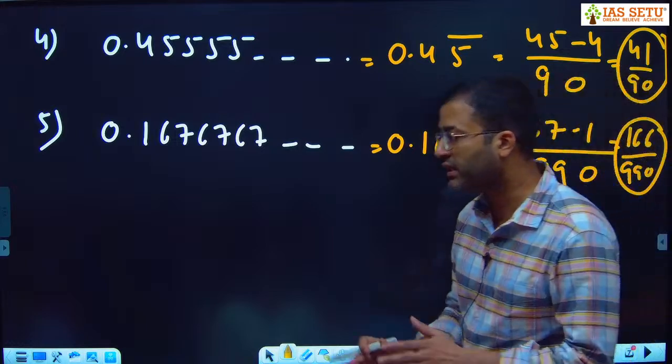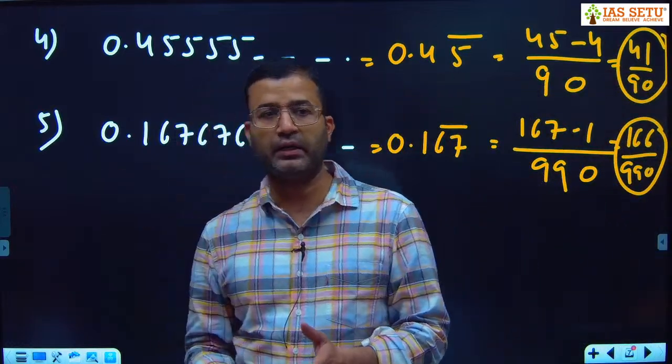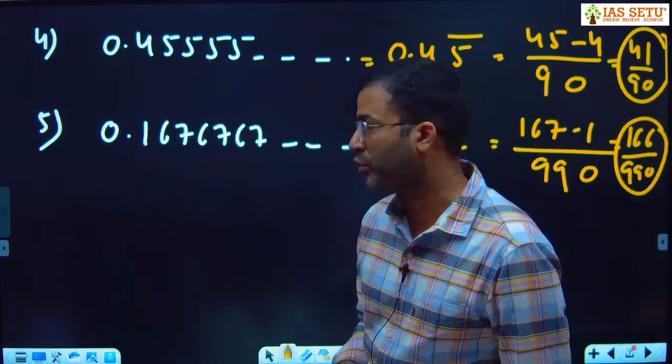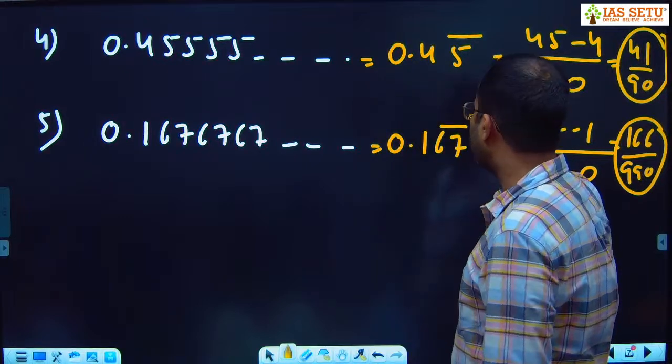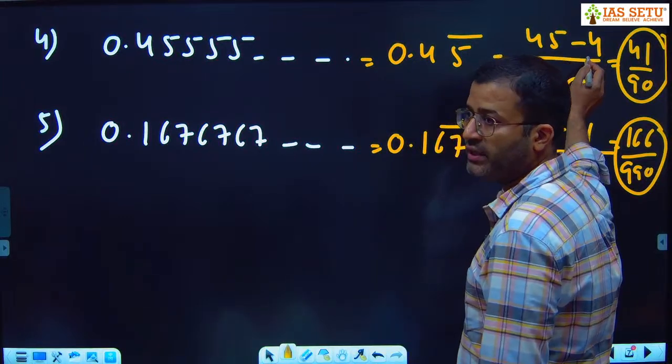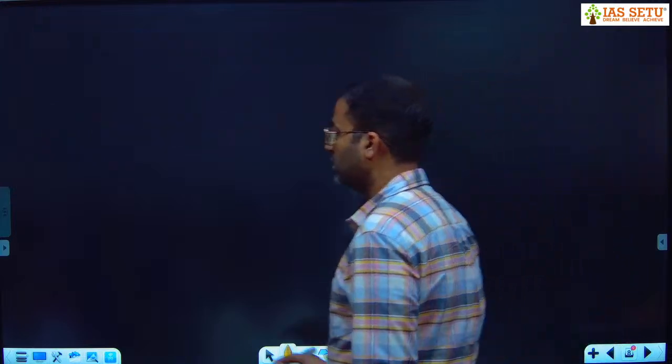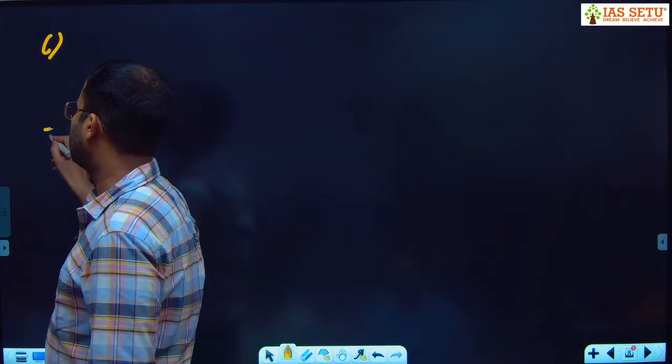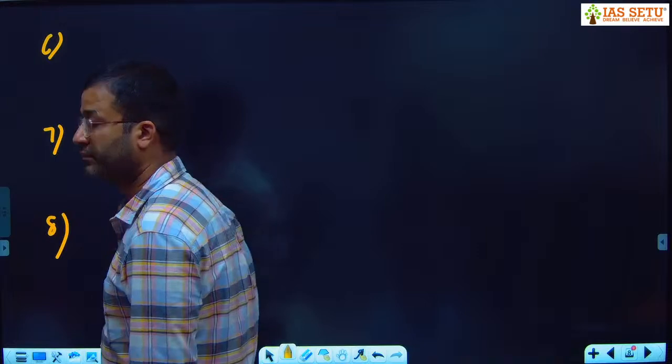I think it is clear. Let us practice 3 examples. If you face a problem, I will help you. 9, 0, total number minus non-recurring part. Example number 6, 7, 8.